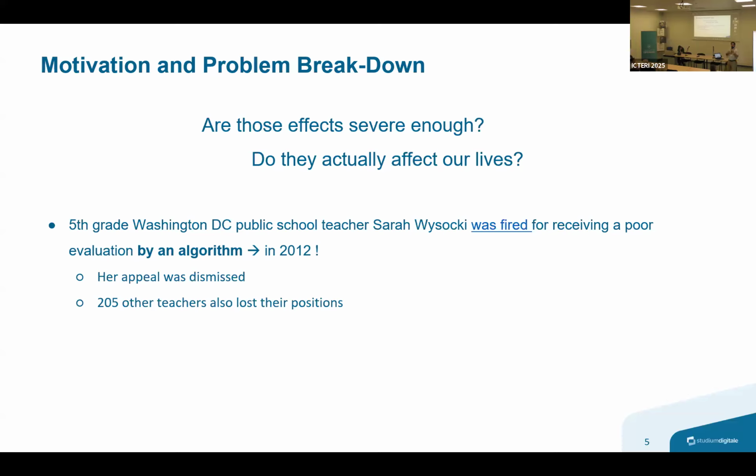Unfortunately, from a social perspective, from our behavior as users of AI-supported technologies, the school trusted the algorithm more than the teacher. Because investigating this means spending more time, putting more effort, and they thought, okay, the algorithm says so, we just fire the teacher, end of story. And the teacher appealed, but the appeal was dismissed. Other teachers have faced a similar situation.